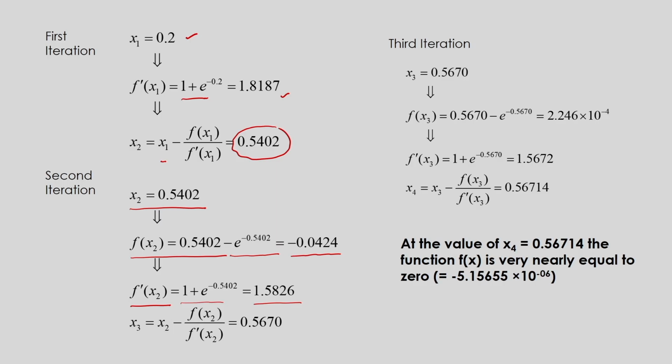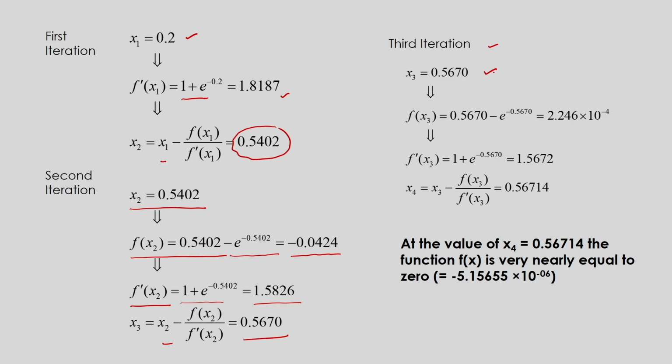Now with these values of f of x2, f dash x2 and initial value of x2, we can calculate the successive value of x3, which will be the initial value of the third iteration. So this x3 will be equal to x2 minus f of x2 by f dash x2. This is based on the principle of Newton's method. Then after substitution of these values, we can get this value of x3 as 0.5670.